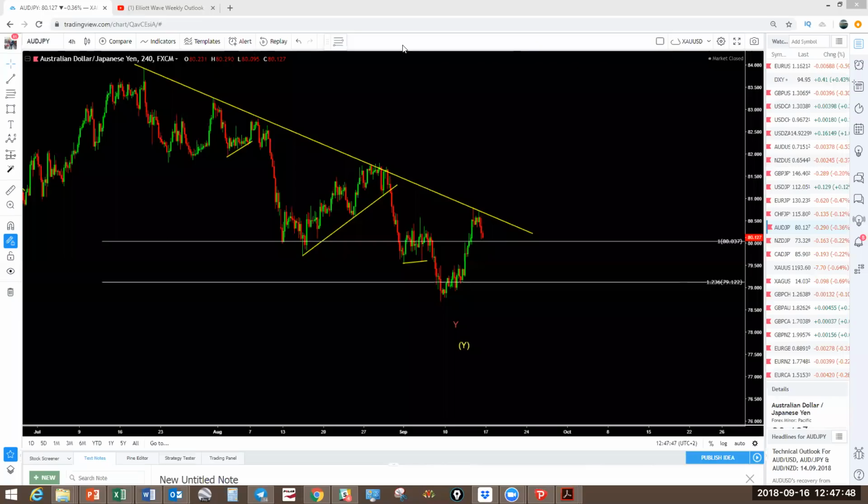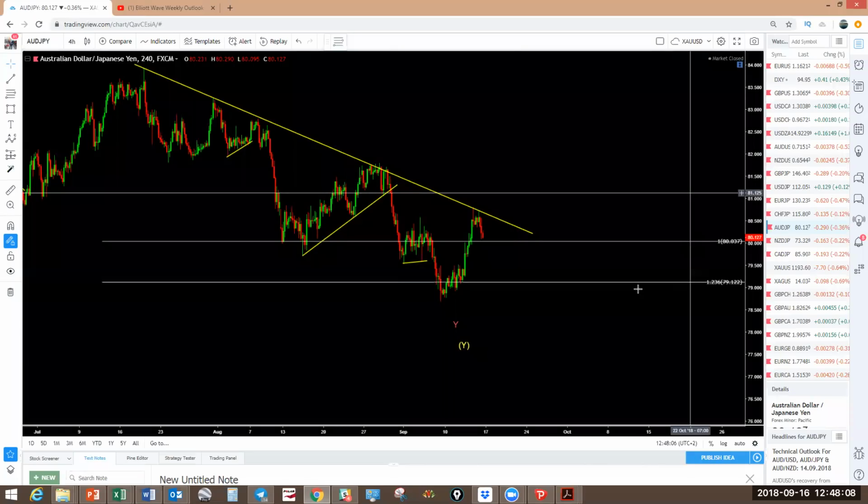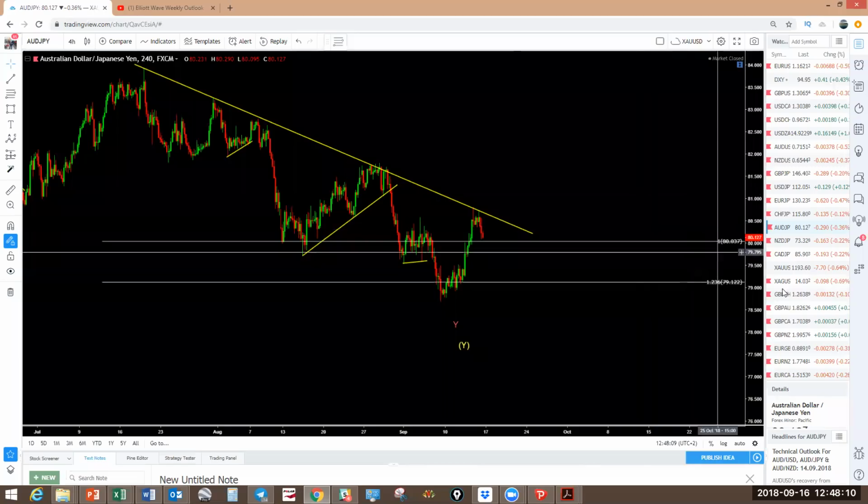Okay, so this one, you just have to wait and see what you get. If you get a flag here, you can take it. You just need to be careful when you get to this level, because if that is the case, you can find that this actually goes like this and gives you a 3-wave move to the upside, starts correcting there, or gives you a passing move to wave 3. So not very clear at this stage, AUDJPY.